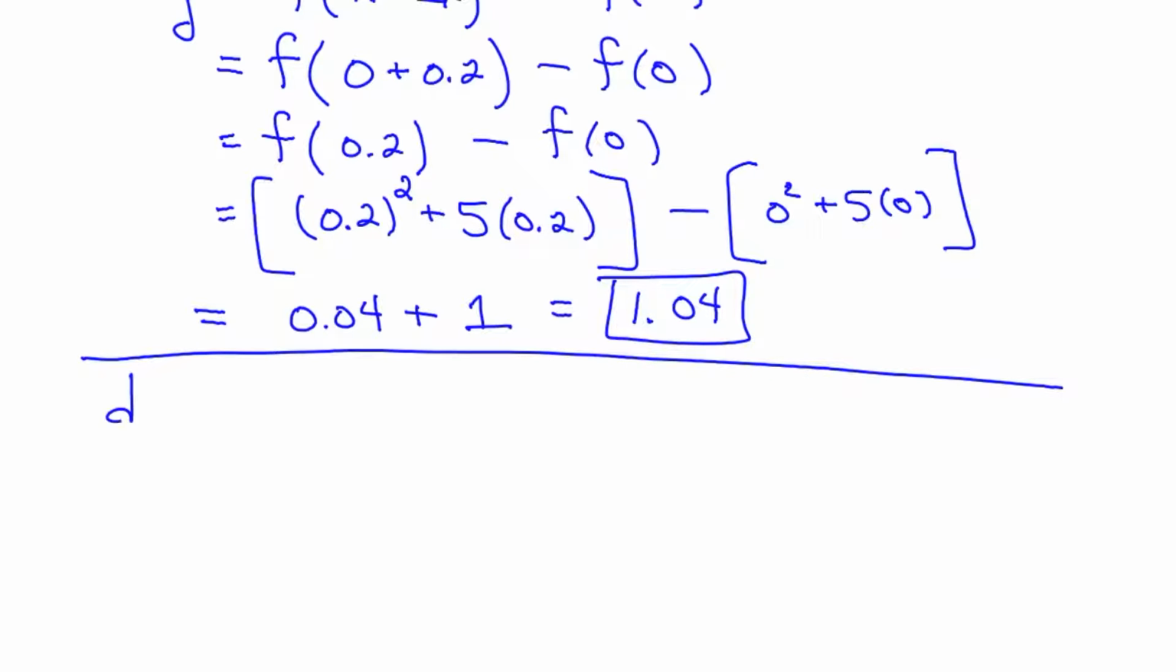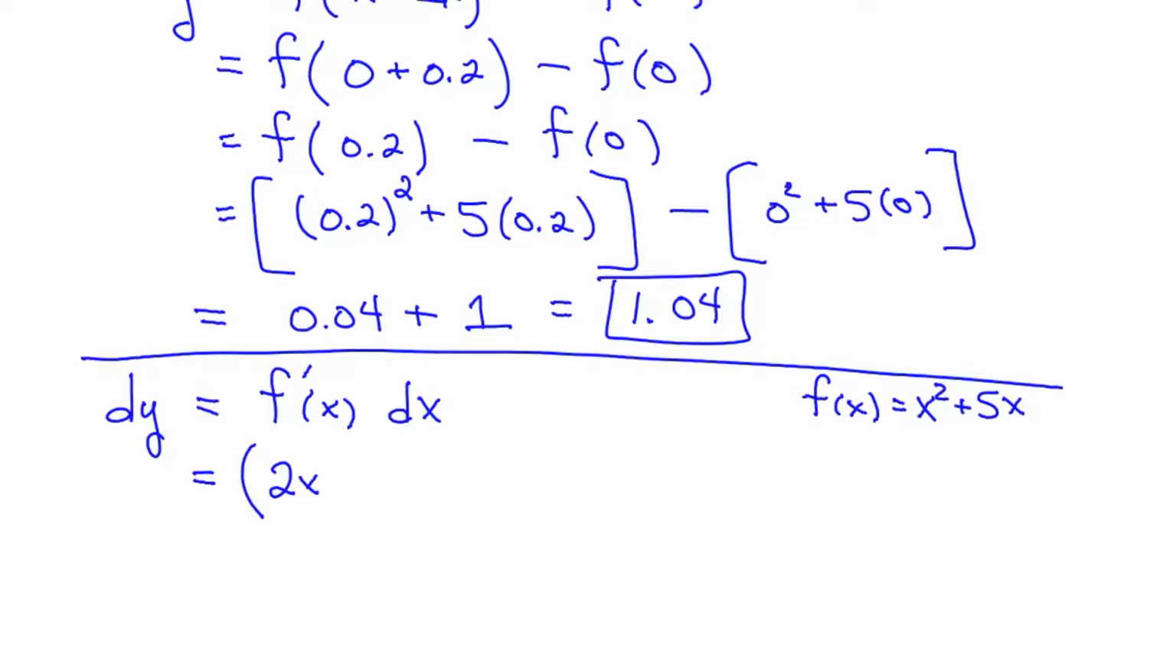Next, we want to find dy, that's the differential. So it's f prime of x dx. So we need the derivative. So let me write the function up here again. So the function was x squared plus 5x. So that derivative is 2x plus 5 times dx. Remember that delta x was 0.2, and when we work with differentials, we assume that the delta x and the dx are the same.